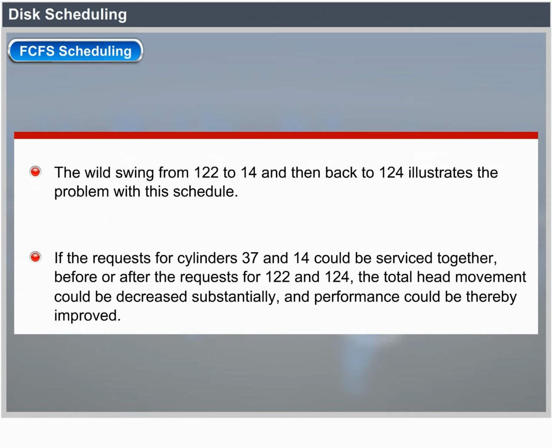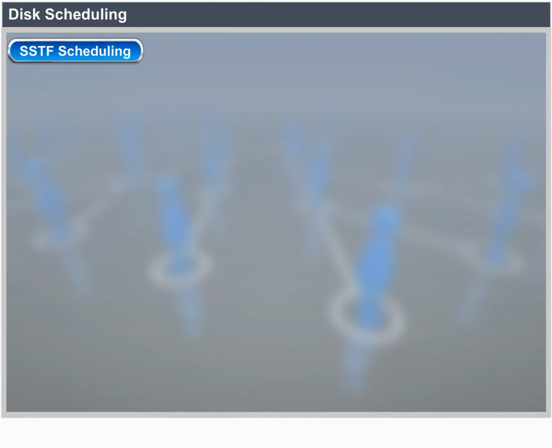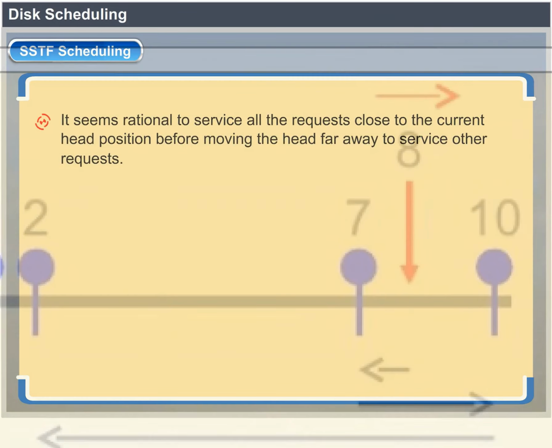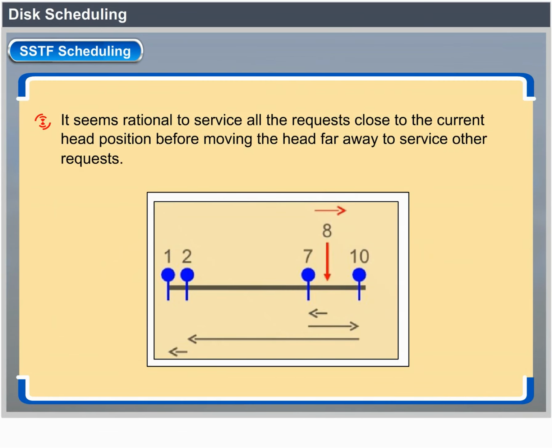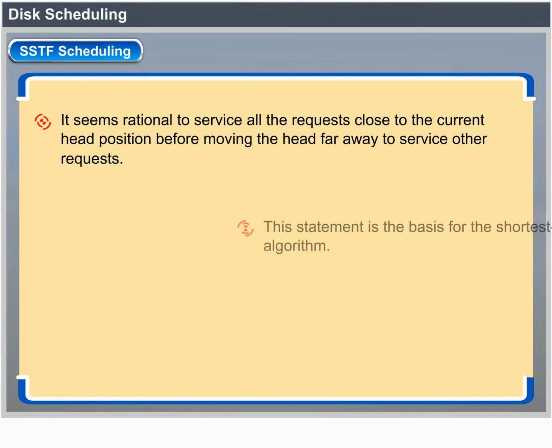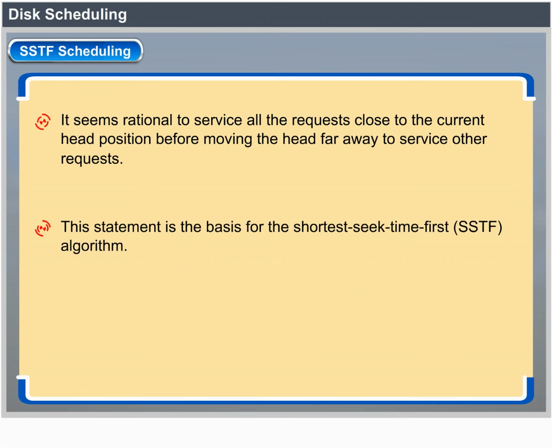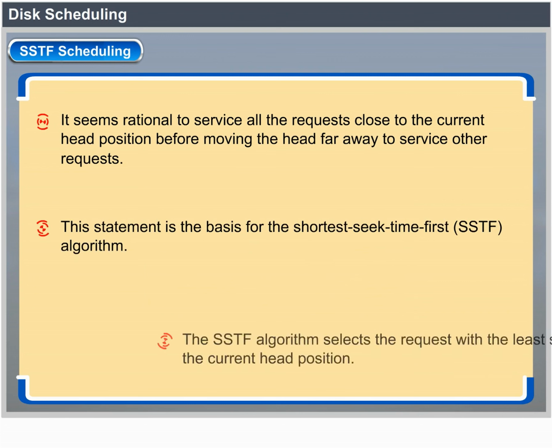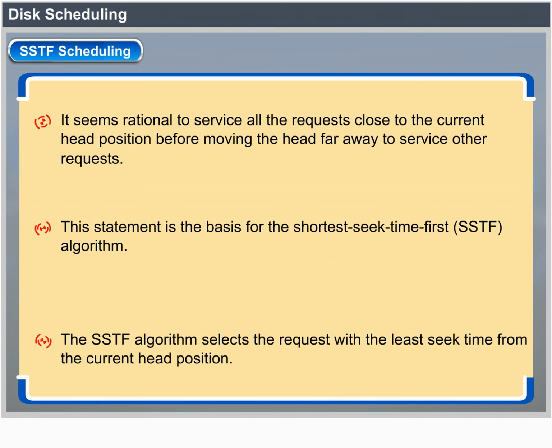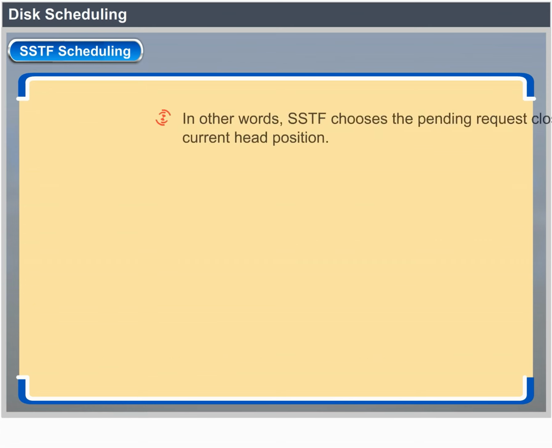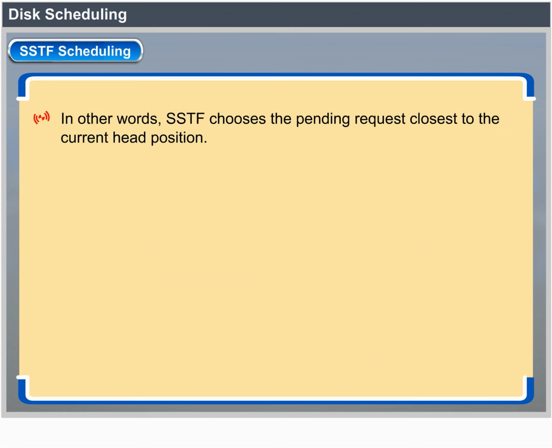SSTF scheduling. It seems reasonable to service all the requests close to the current head position before moving the head far away to service other requests. This assumption is the basis for the shortest-seek-time-first (SSTF) algorithm. The SSTF algorithm selects the request with the least seek time from the current head position. In other words, SSTF chooses the pending request closest to the current head position.